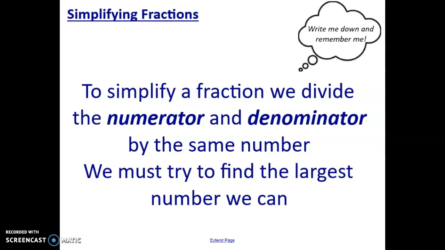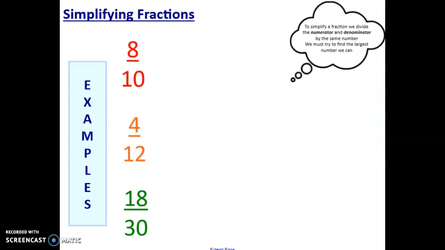Sometimes we can divide more than once, and we're going to have a look at some examples of how to do this. Here I have 3 fractions. Our first one is 8/10.